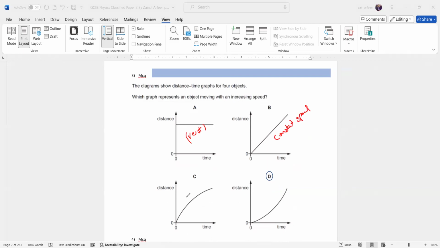Here the slope is decreasing, so the speed is decreasing, or it is decelerating. And where the slope is increasing, the speed is increasing. For a distance time graph, the gradient represents the speed, and for a velocity or speed time graph, it represents the acceleration. So we need increasing speed. That's why we select D as the right option.